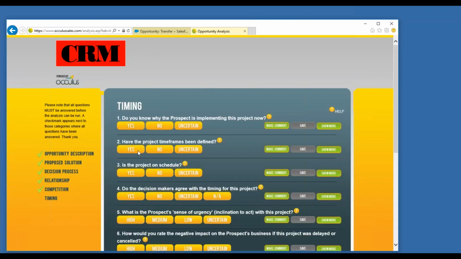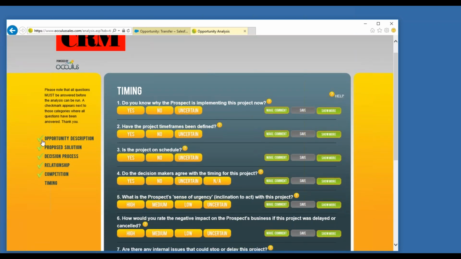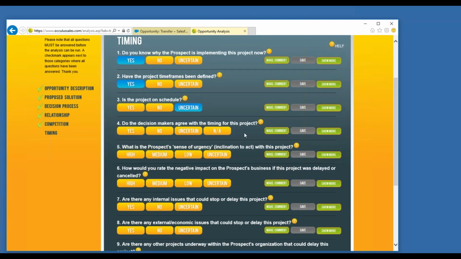So we'll save that. And you notice now we're at the last category, and green check marks next to all these, which means the questions have been answered. So we're onto the timing. Is it real? Do I know why the prospect is implementing this project now? Oh yeah, I do. Have the project timeframes been set? Yes, they have. Do I know if the project's on schedule? That I don't know. Do the decision makers agree with the timing for the project? I assume they do, but I don't know.